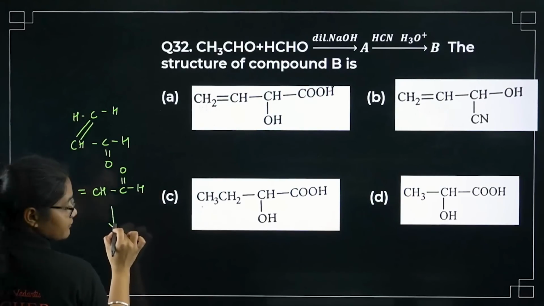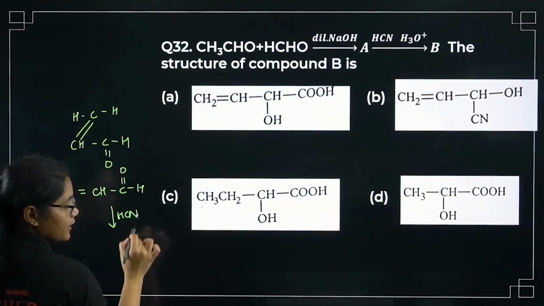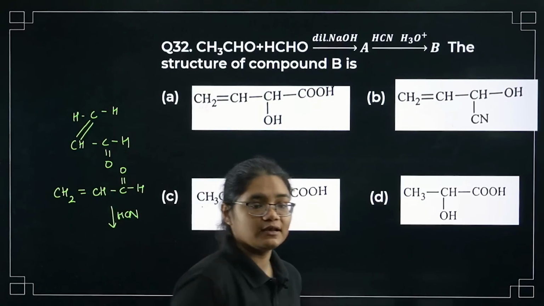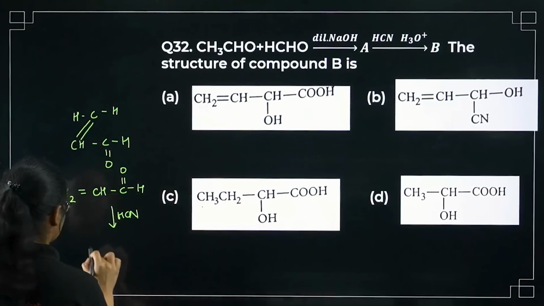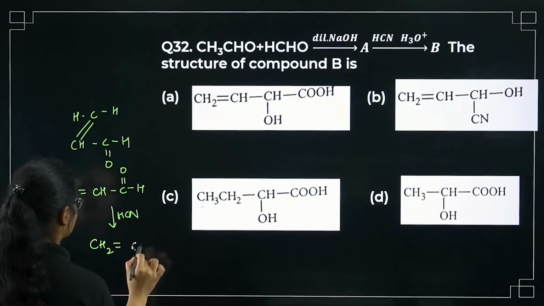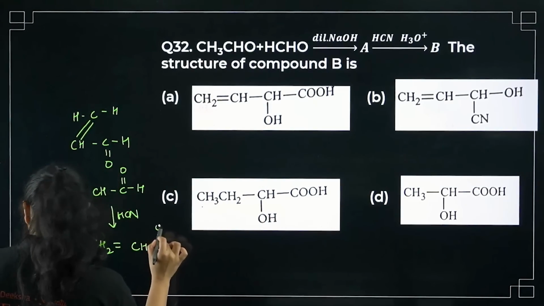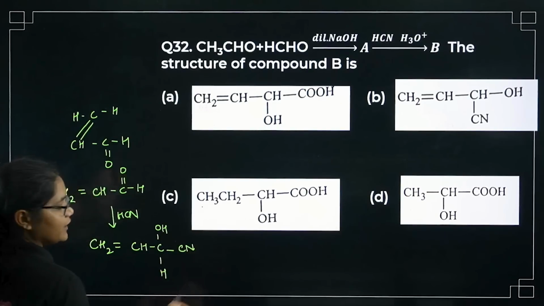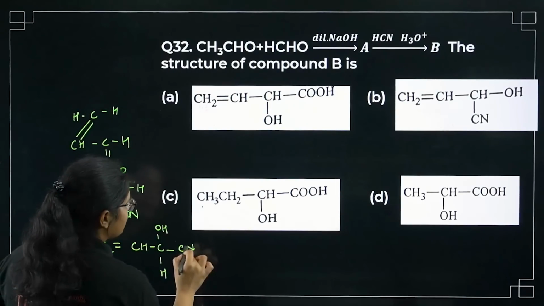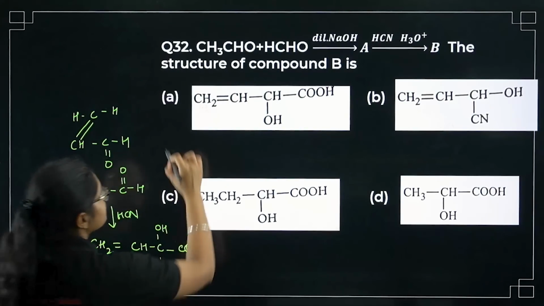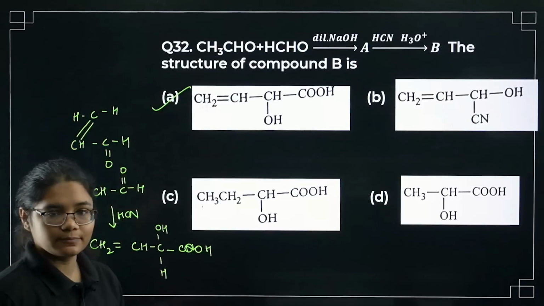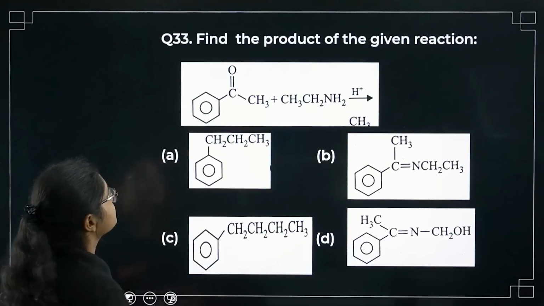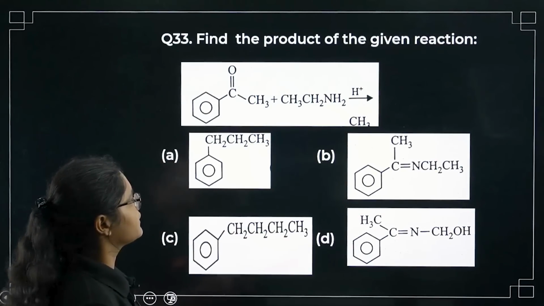Now if you treat it with HCN, we will get OH and CN, CH2 double bond CH, COH and then CN and then H. Now if you hydrolyze it, it will get converted to COOH. That is your option number A here. Okay. Let us see the next question here. Find the product of the given reaction.